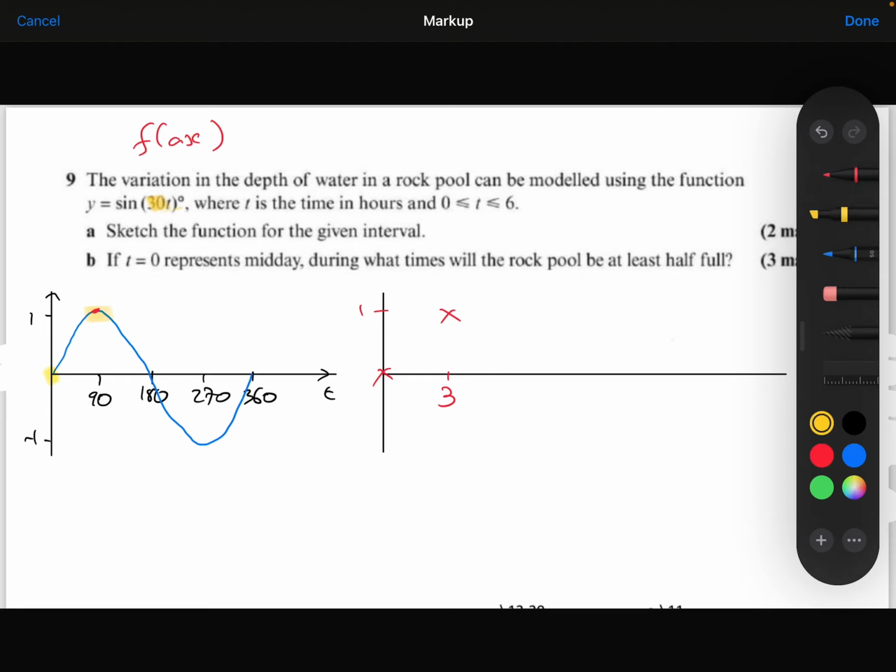The next key coordinate for me to look at is the 180, 0. When I divide the 180 by 30, I get 6. So the 180, 0 coordinate will now be at 6, 0. The next key coordinate will be 270, minus 1. When I divide the 270 by 30, I get 9. And I know it will be minus 1 at that point. And then finally, 360, 0 will now be at 12, 0.